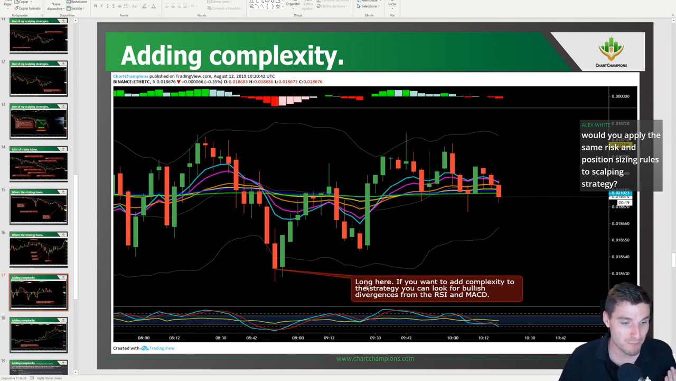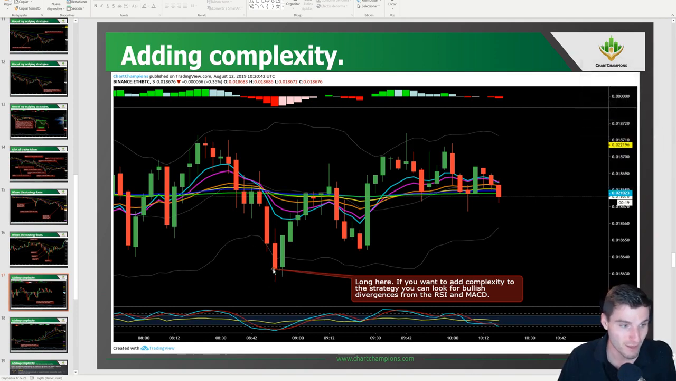So for example, long here, if you want to add complexity to this strategy, this is where you can look at the divergences on the RSI and the MACD. This is like what you could be looking for. So let's say you close outside of the Bollinger Band here, okay? So this would have been a winning trade, but what you could be looking for at the same time is, from this low to this low, does the RSI form bullish divergences? Okay, so this is obviously a 3-minute chart, so you want to see this moving down heavily, not really sideways.